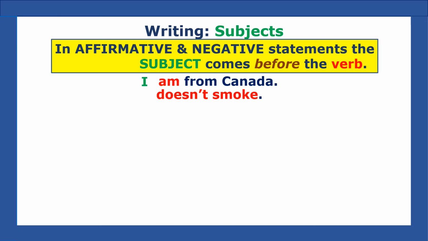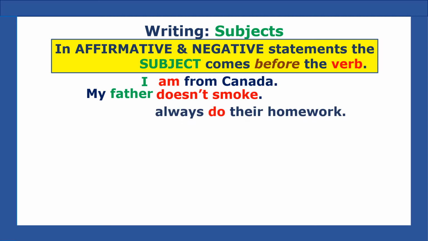"Doesn't smoke." Now we have a negative statement. So the verb is doesn't smoke. Do we know who doesn't smoke? No, we don't. Let's find out who doesn't smoke. My father doesn't smoke. So what is number 1? Subject. What is number 2? Doesn't smoke. Why? Because it's a negative statement.